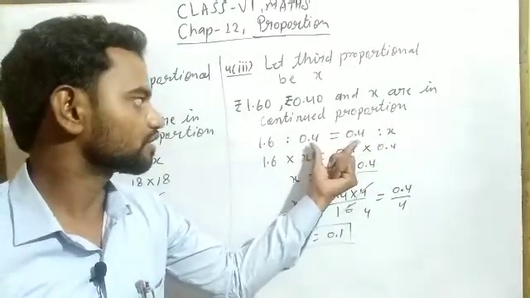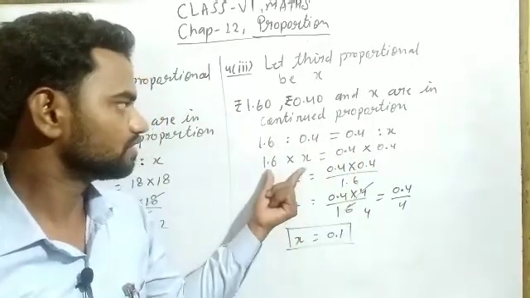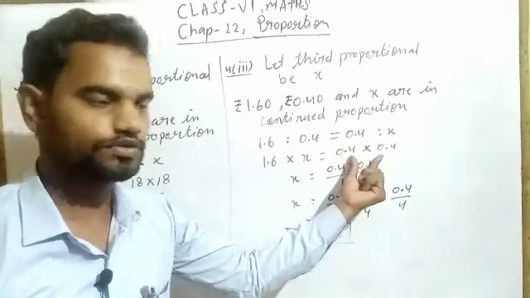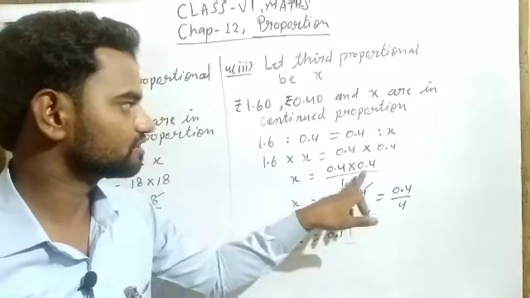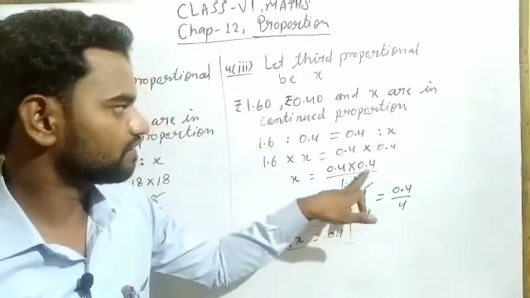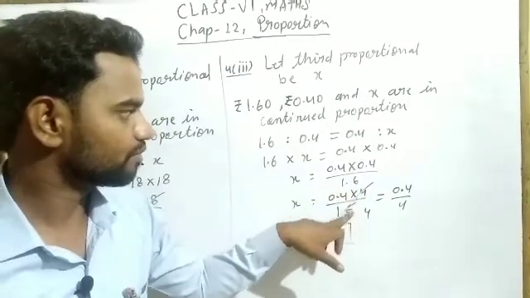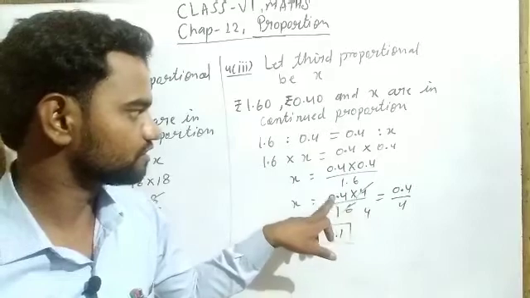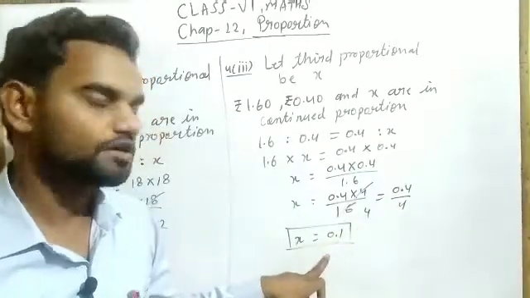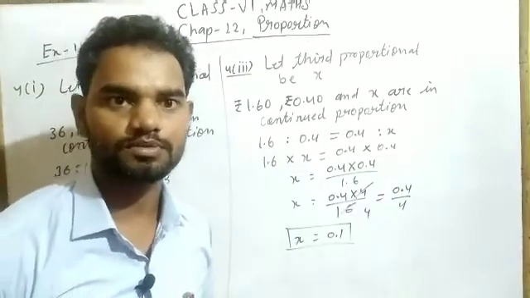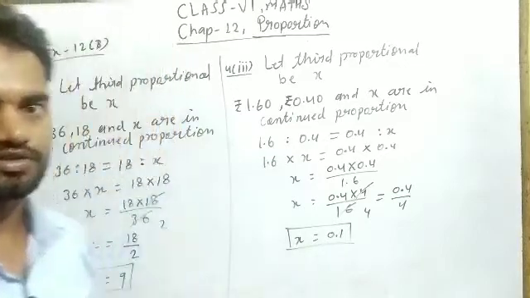So product of means equals product of extremes. Extremes are 1.6 into x, and 0.4 into 0.4. Then x equals 0.4 into 0.4 divided by 1.6. One decimal place will be cancelled by one decimal place, means the decimal will be cancelled there. 0.4 into 4 upon 16, 4 fours are 16, that is 0.4 upon 4. 4 ones are 4, then 0.1 will be the value of x. x means the third proportional. Take the screenshot of these questions, then we will start the next question.